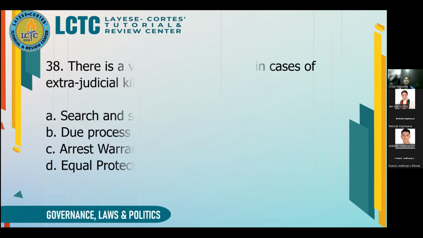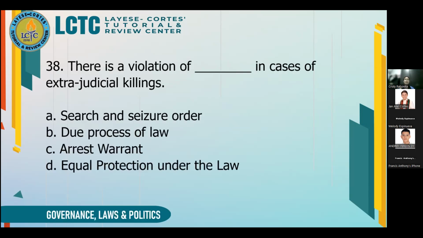Okay, then 38, so there is a violation of blank in cases of extrajudicial killings. Due process of law. Yes. Due process of law is what is violated in extrajudicial killing.